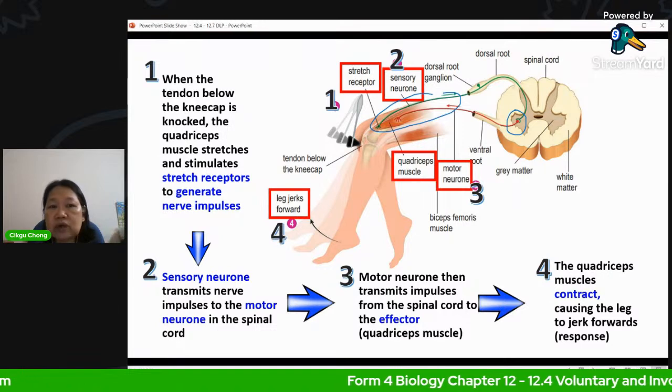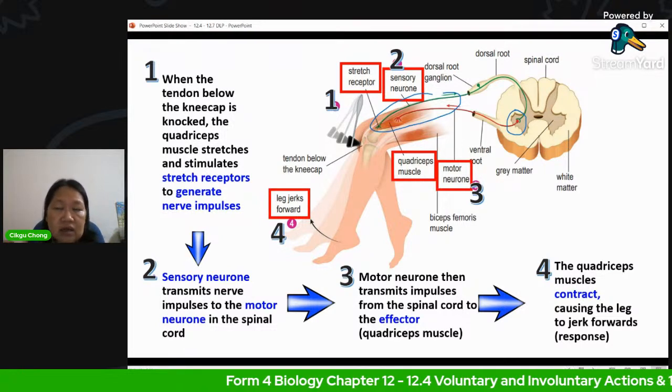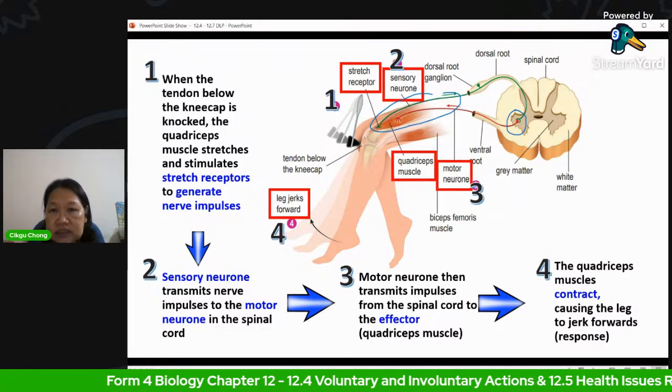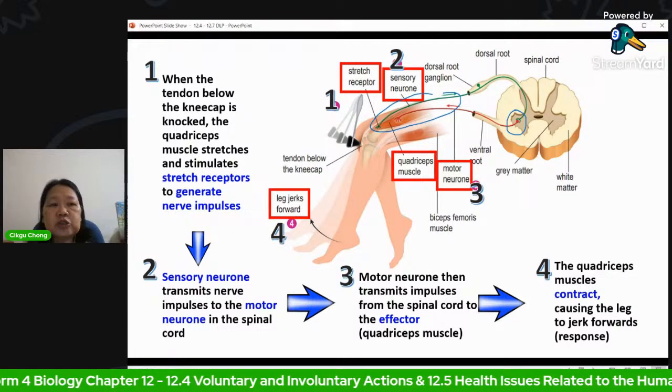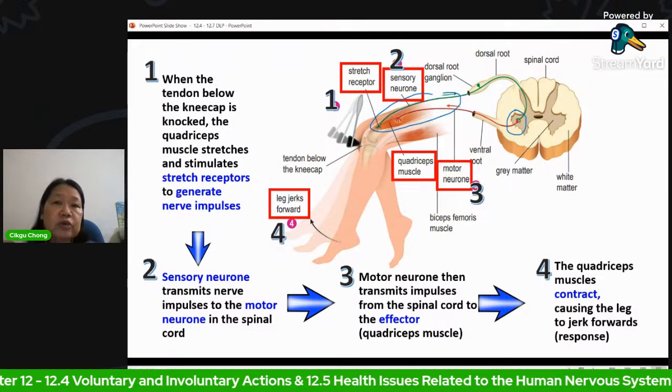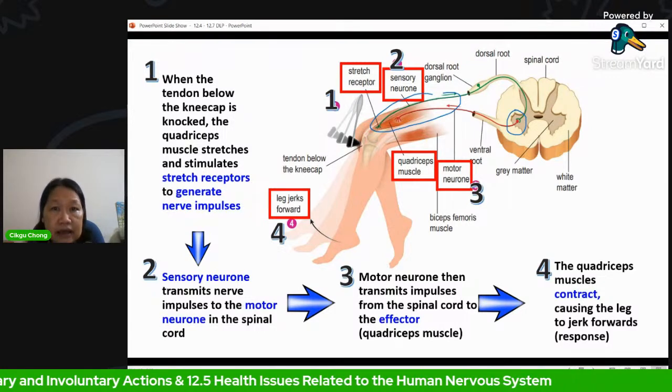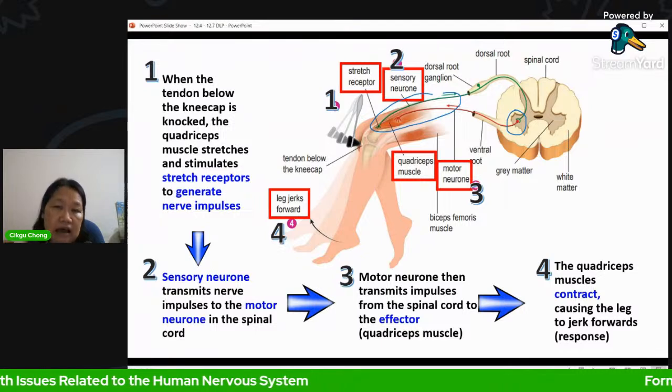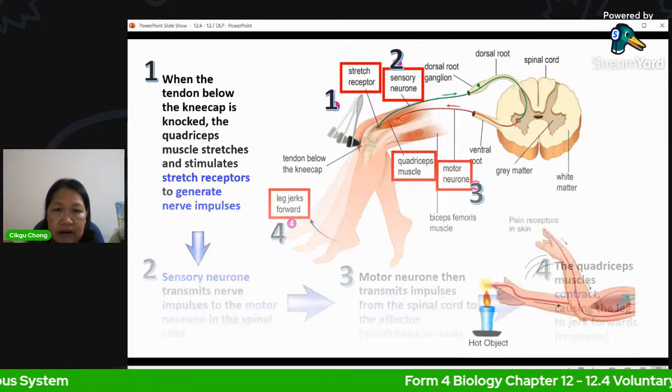So this one is 1, 2, 3, 4 because it doesn't have the relay neuron. It's one step less. So you should be able to explain this if the question requires you to explain the entire pathway of this two-neuron reflex arc. An example is the knee jerk reflex. Clear, right? Let's go on.